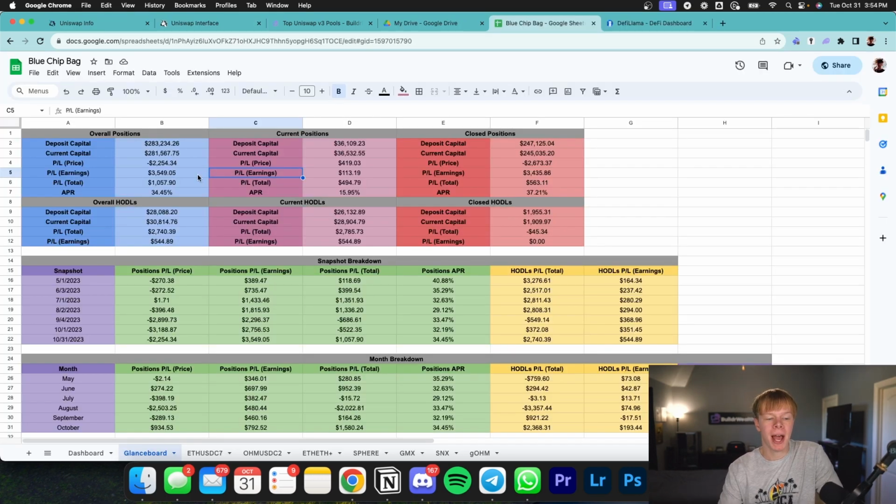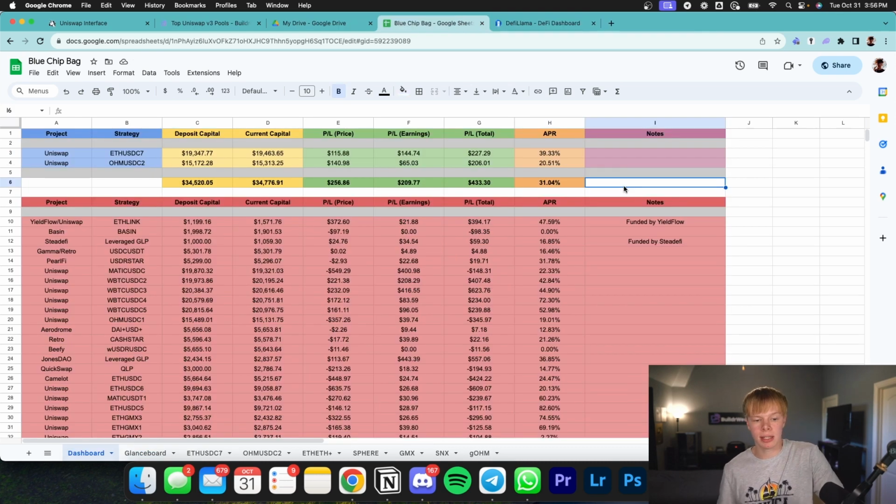Now with that being said, over the past 6 to 7 months, I've been able to make roughly $3,600 off of liquidity pools, and I had an initial investment of roughly $35,000. If you do look here at deposit and current capital, it does show $280,000, but a lot of that is recycled capital, and that's actually just investing into something, withdrawing eventually maybe a few days later, and investing that same exact capital into something else. So these are just showing my overall numbers.